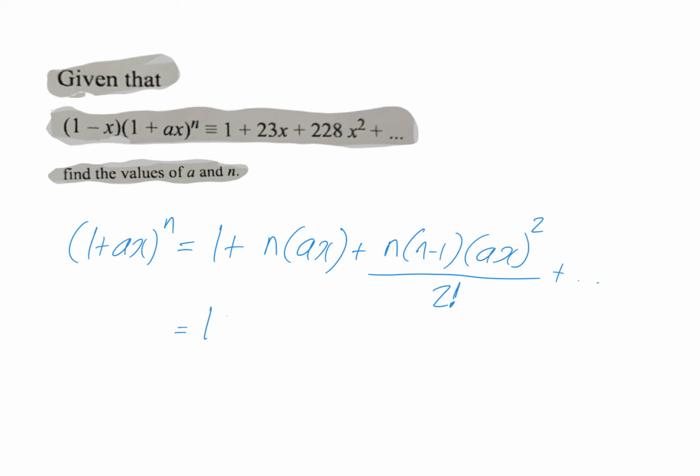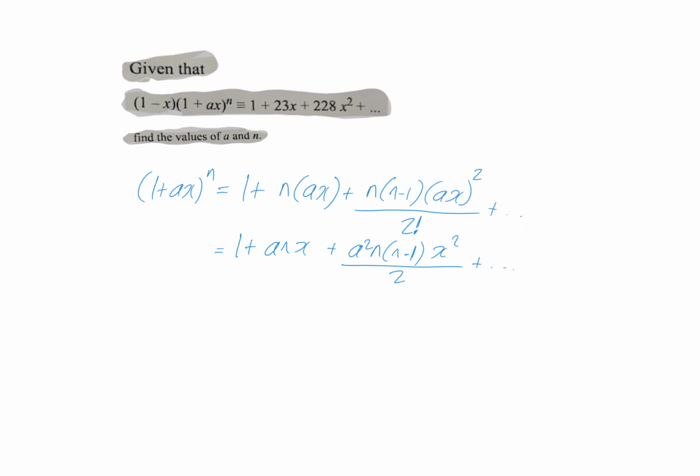That's just going to be 1 plus anx, and then plus, and here is a bit people mess up: square the x, it's clearly x squared, but people forget to square the a. So a becomes a squared. So it's just going to be a² times n(n - 1), and then times my x², over 2 factorial, which is the same as 2.